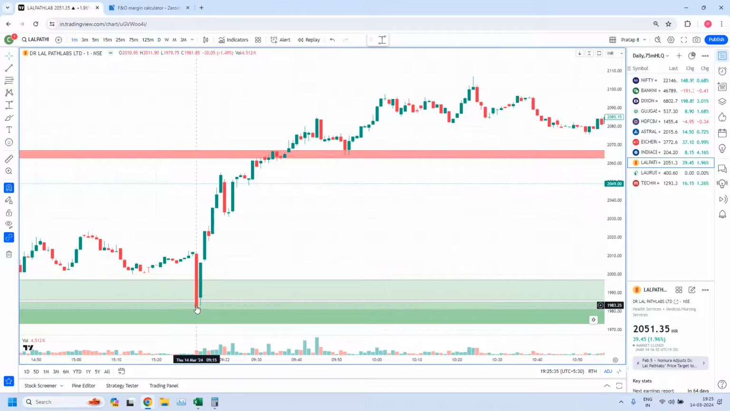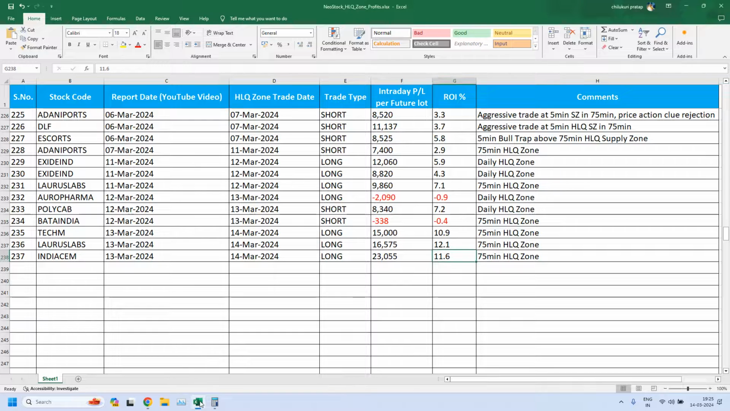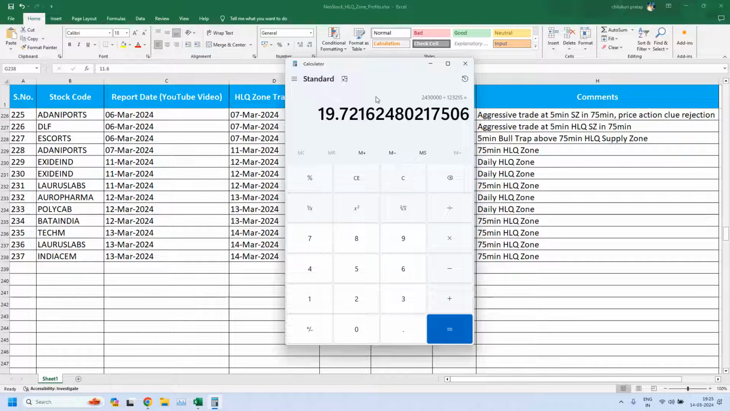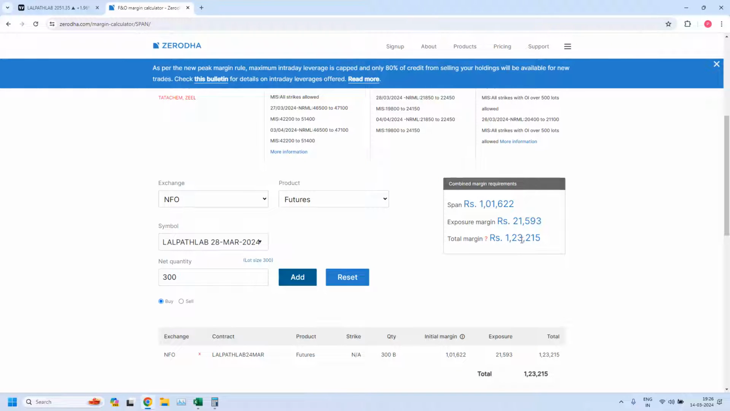You got the trade on the 9:15 candle, and it reached the target at the 9:30 candle. Exactly in 15 minutes, your trade is completed, and you would have got 24,300 rupees profit, which is 19.7% ROI. That means almost 20% return on the capital you invested, on 1,23,000.